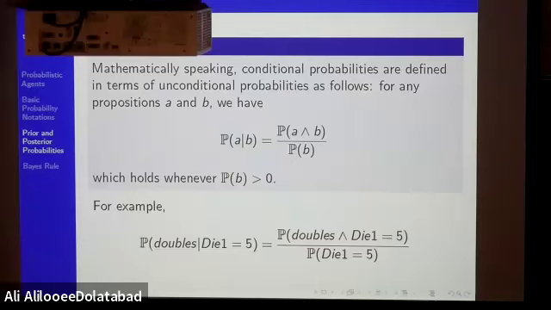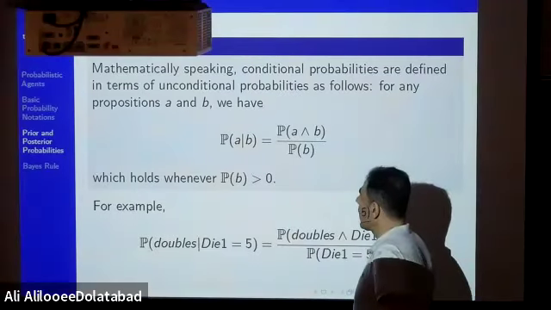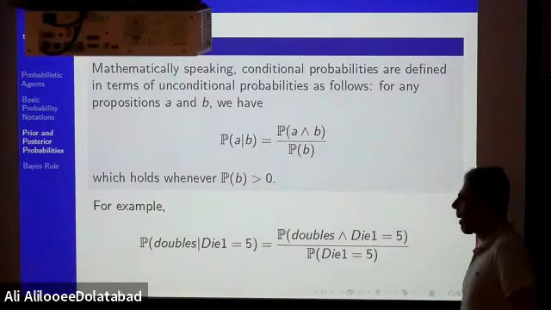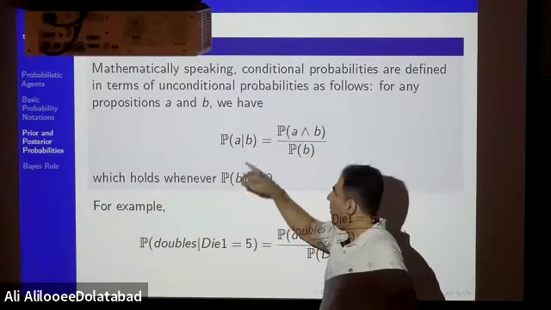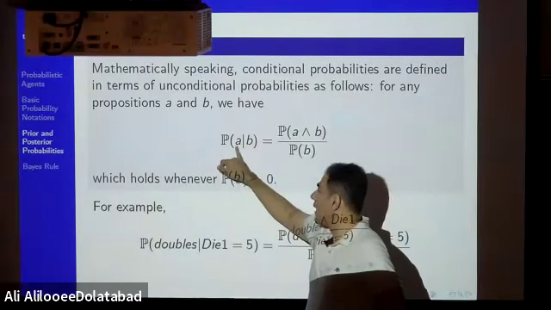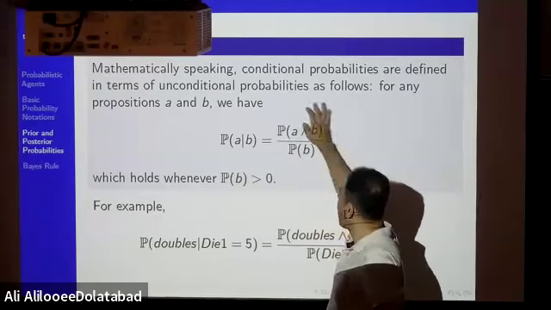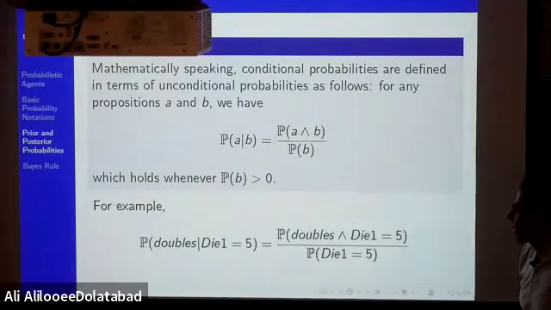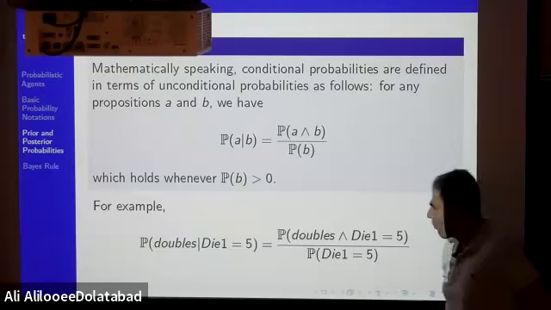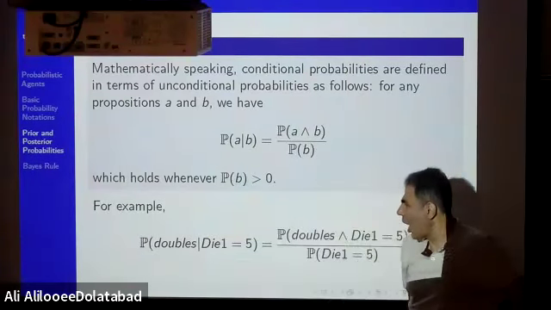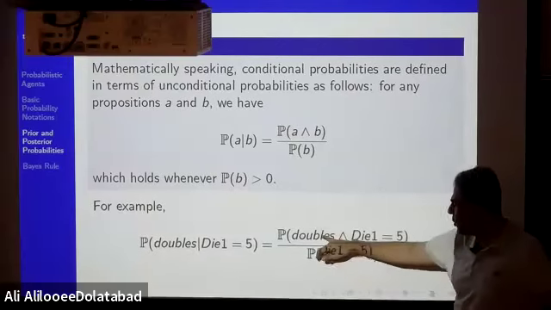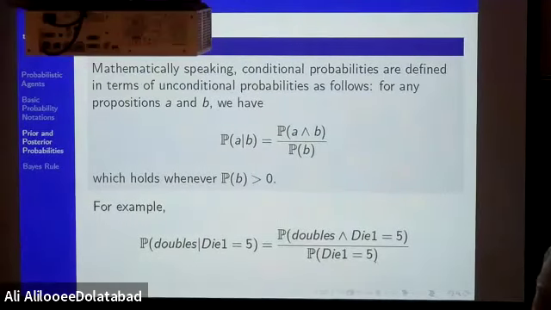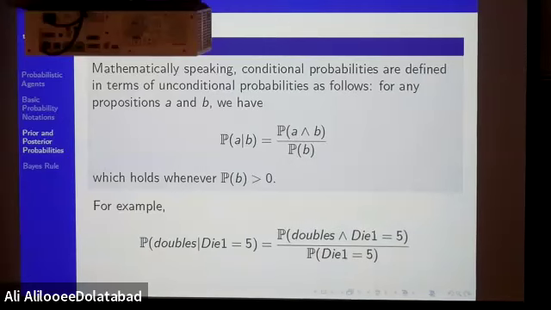The formula that we use to evaluate the conditional probability is this. Suppose you have A and B, two events. B is assumed, and we want to find the probability of A. This is equal to the probability of A and B occurring simultaneously, divided by the probability of B, which is assumed. So, for example, the probability of doubles given that die 1 is 5 is equal to the probability of doubles and die 1 equal 5, over the probability of die 1 equal 5. In this case, we assume that B has a probability bigger than 0, for sure.